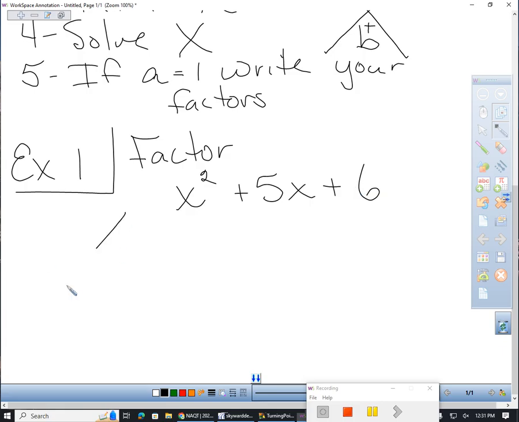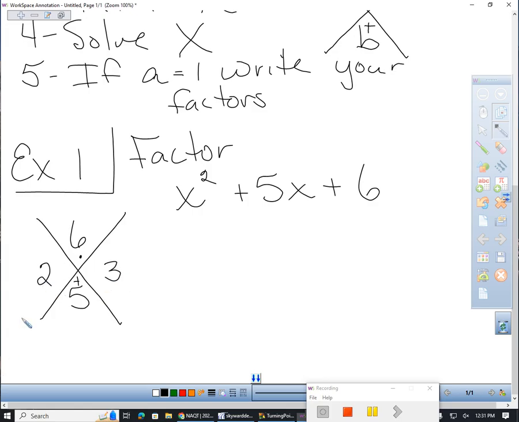Step 2, we draw our x. Step 3, last number times the first number. So 1 times 6 is 6. The middle number is 5. We need 2 numbers that multiply to 6 and add to 5. What are they? 2 and 3.